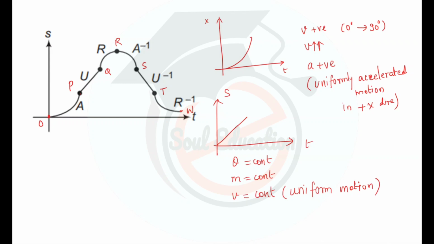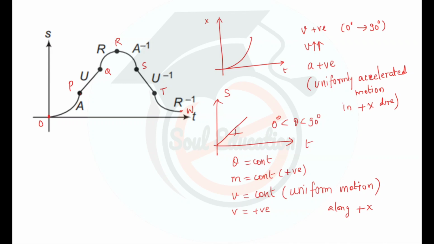It neither increases nor decreases, it is constant. Then we check positive or negative. Theta is less than 90 degrees, lying between 0 and 90 degrees. So my theta is positive, my slope is positive, which means my velocity is positive. So this is uniform motion along the positive x direction.